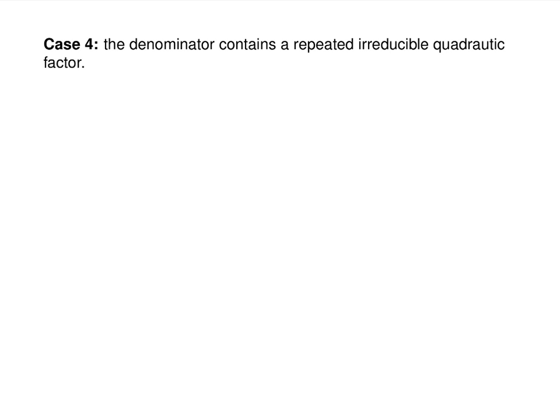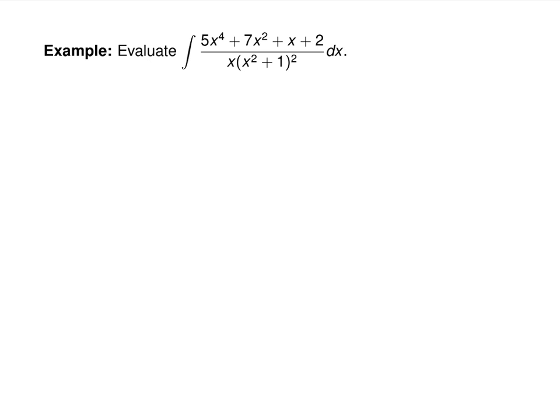The fourth and hardest, most tedious case is when your denominator contains a repeated irreducible quadratic factor. So say something like x squared plus 4, the quantity squared. Or if you really wanted to be super evil and take a couple pages to do a problem, cubed. So we won't do that. This one we're mostly going to set up. I'll tell you how to solve it, but it's just long.